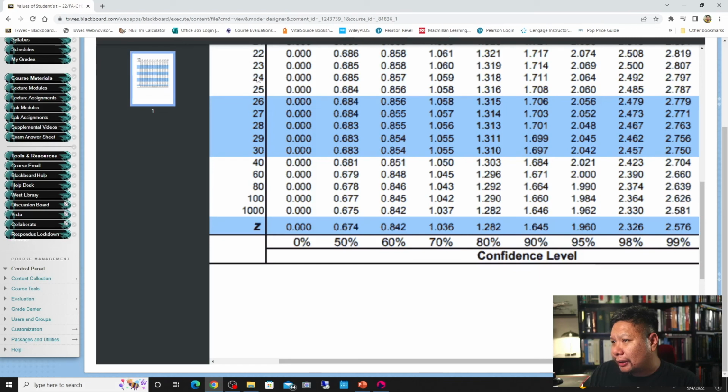And there's 24 right there, right? And then if I go all the way across 24, there it is right there, 95%, 2.064. So if my t-calc is bigger than that number, 2.064, then my two data sets are statistically different.